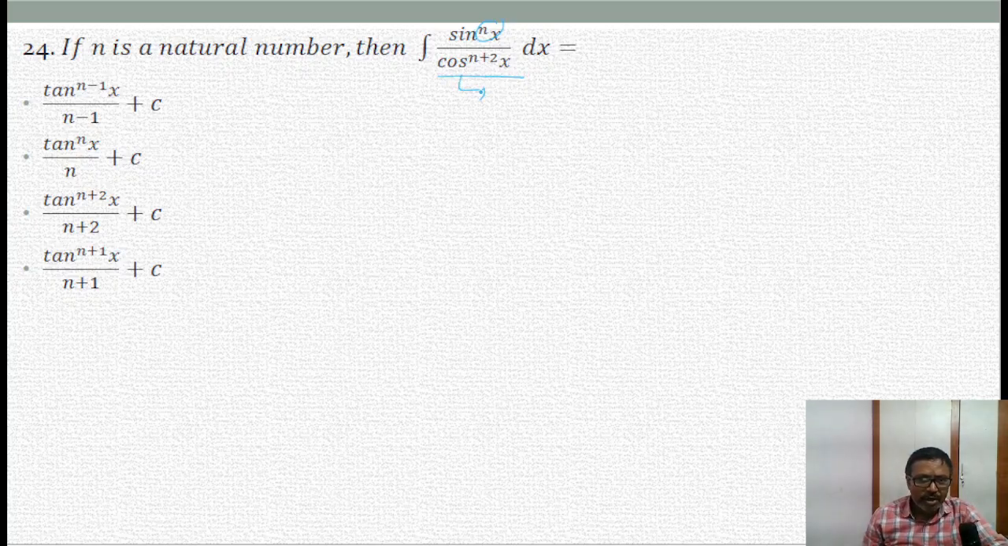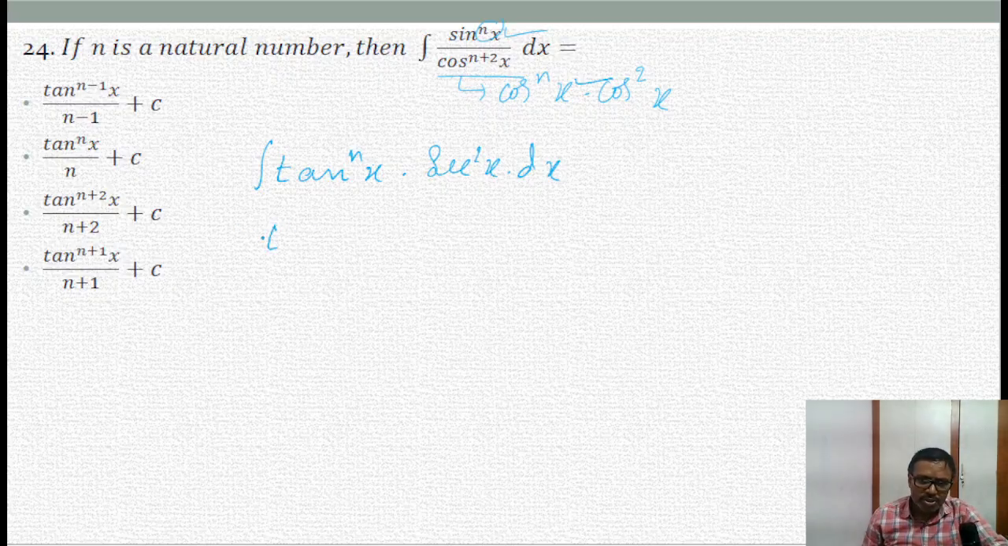The denominator term, directly write this as cos to the power nx into cos square x. Can you write? Split the power, so it can be written as cos to the power nx into cos square x. Sine to the power nx divided by cos to the power nx can be written as tan to the power nx, and 1 over cos square x will remain. That 1 over cos square x can be written as secant square x into dx. So it is a very simple question.